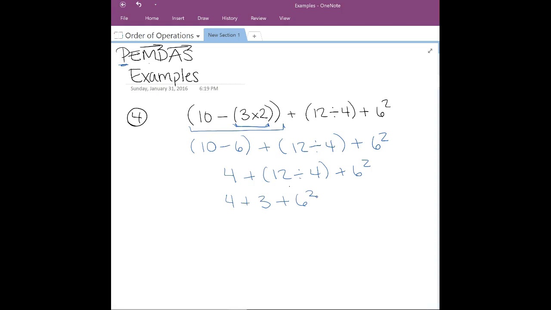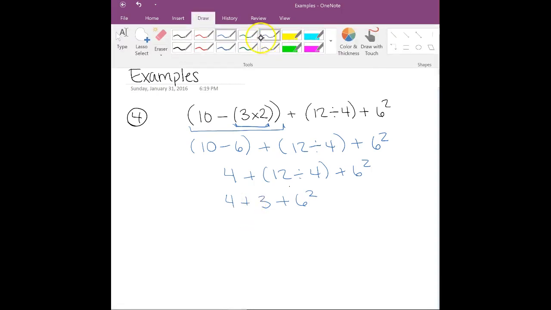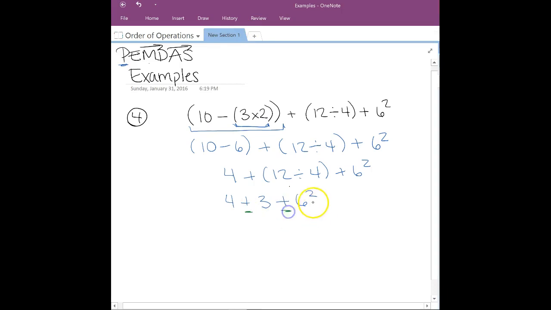Next, I have a choice of addition or exponent. So exponents always come before multiplication or addition. So I have to do the exponent first. 4 plus 3 plus 6 times 6 is 36. Now the only thing that I have left is addition from left to right. 4 plus 3 is 7 plus 36, and 7 plus 36 finally is 43.